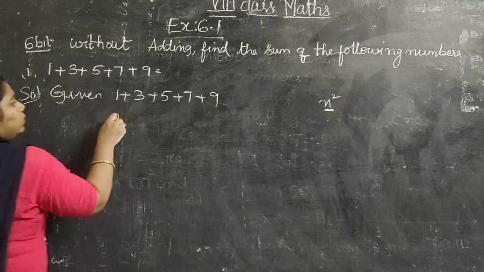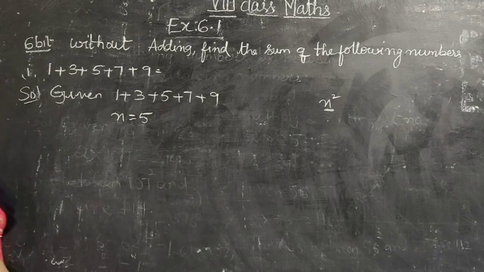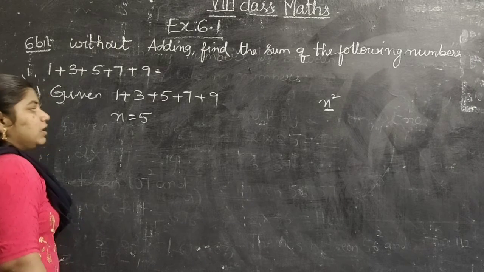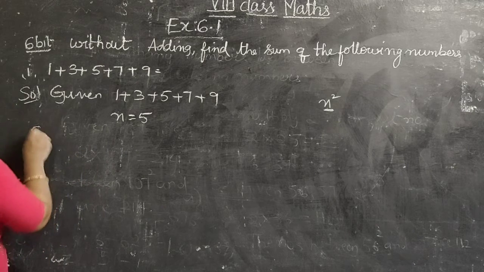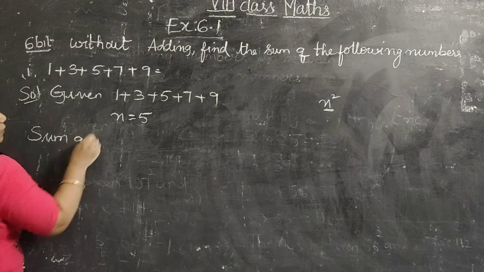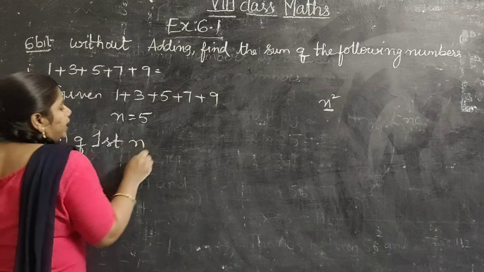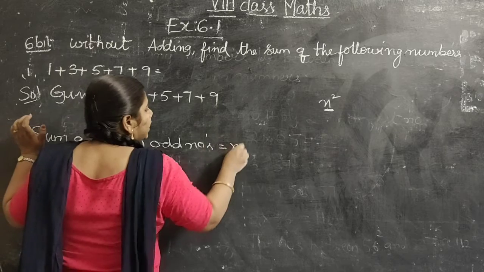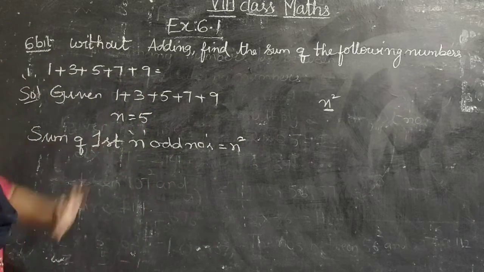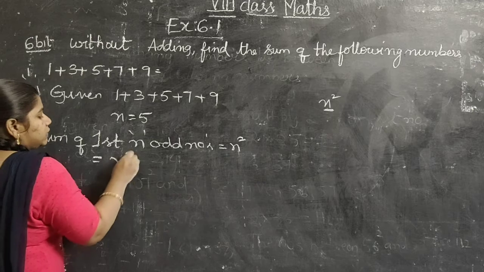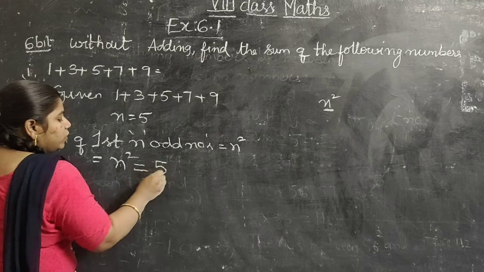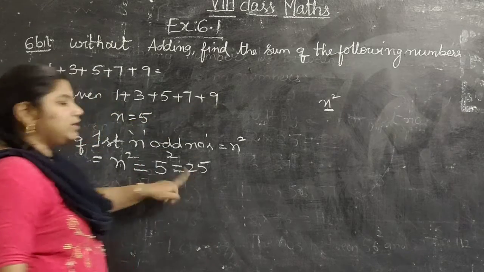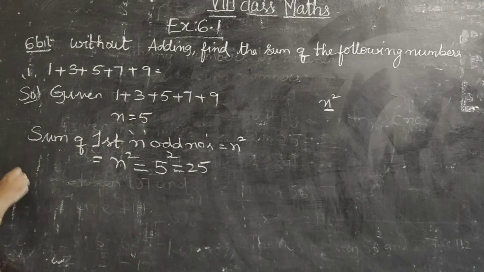So what is the n value? N value is 5. So what is the formula for finding the sum of first n odd numbers? That is n square. So the sum of first n odd numbers is n square. N is nothing but 5 here. So what is the answer? N square is equal to 5 square, which is 25. That means if you add all these numbers, you will get the answer as 25.